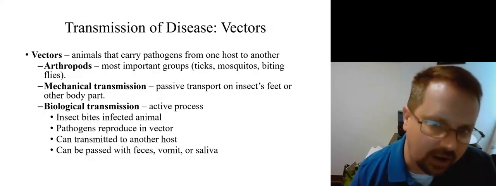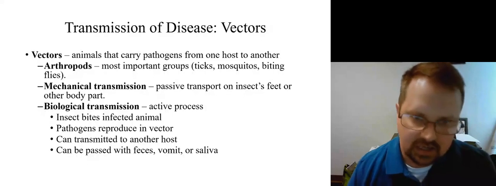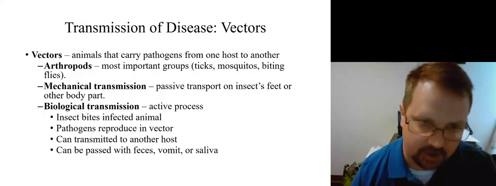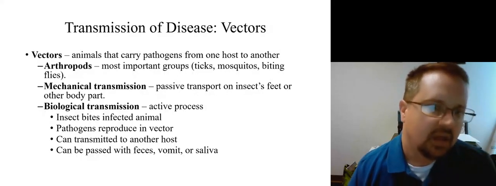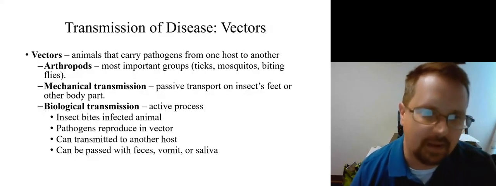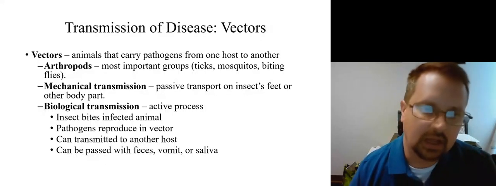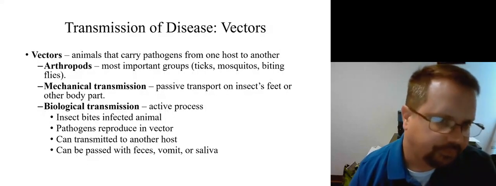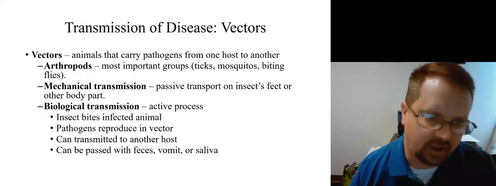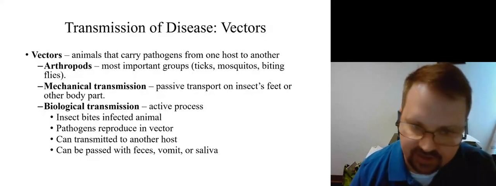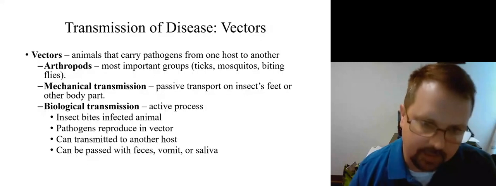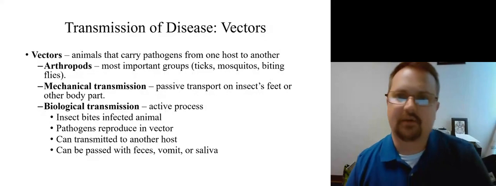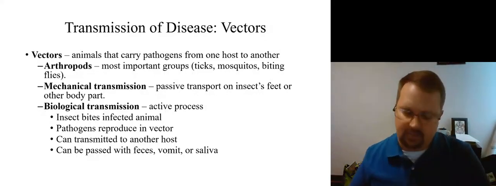There's mechanical transmission, just insects' feet or other body parts. The insect walked on some material that was infected and transmitted it. Biological is transmitted from insect bites of an affected animal, like the saliva carrying Plasmodium. Pathogens actually reproduce inside the vector. They can be transmitted to another host and can be passed with feces, vomit, or saliva. So that's one of the ways that mosquitoes can transmit the Plasmodium that causes malaria.